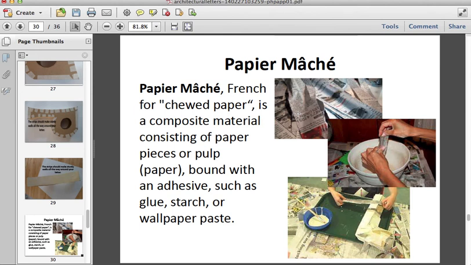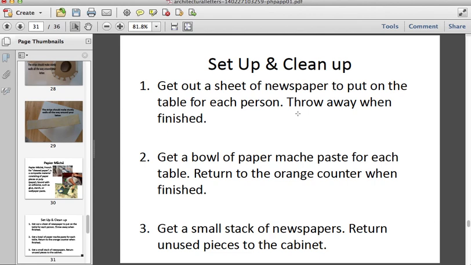Paper mache is a French word which means chewed paper. It's a composite material consisting of paper pieces or pulp bound with an adhesive such as glue, starch, or wallpaper paste. In our case, we're going to be using starch, which is just a mixture of flour and water. You're going to take many strips of paper, dip them into the paper mache, and then wrap them around your letter.